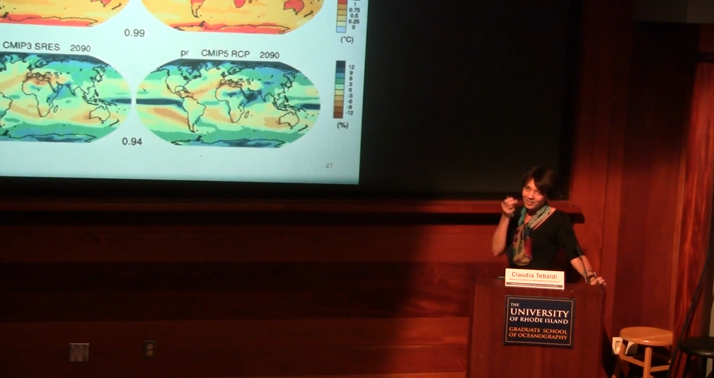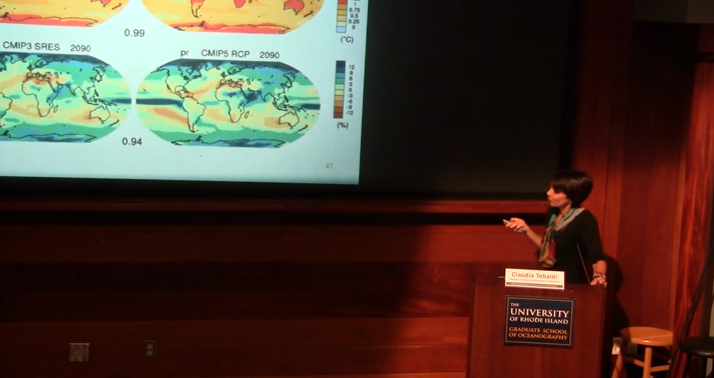They may not agree on the absolute value of the change, but they agree on the fact that those high latitudes are going to be impacted the most, that land is going to be impacted more than the ocean, that the northern hemisphere is going to be impacted more than the southern hemisphere. And for precipitation, they know that the high latitudes are going to be wetter, that these areas, especially the Mediterranean, I left Italy just in time, I guess, it's going to be very dry in the future. The tropical ocean is going to be wetter.